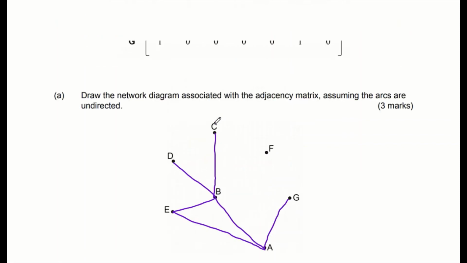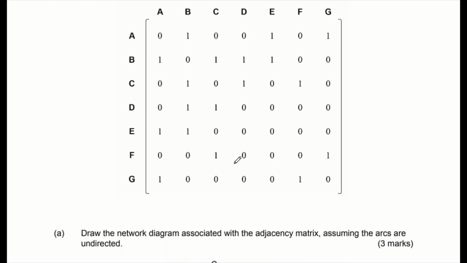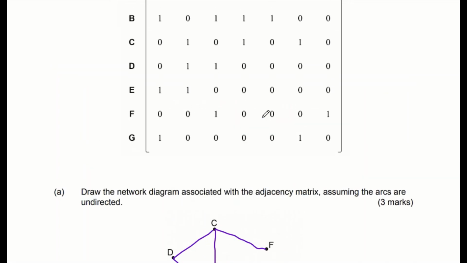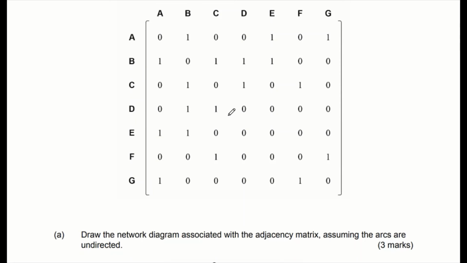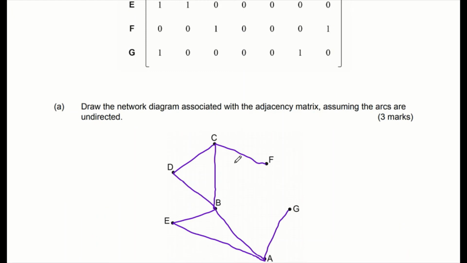Now let's check the next one. C is adjacent to B, D, and also F. After that, D is adjacent to B and C. E is adjacent to A and B. F is adjacent to C and also G. Then last but not least, G is adjacent to A and also F.